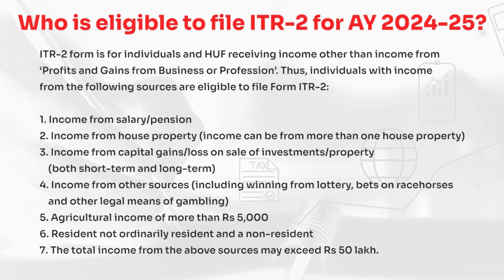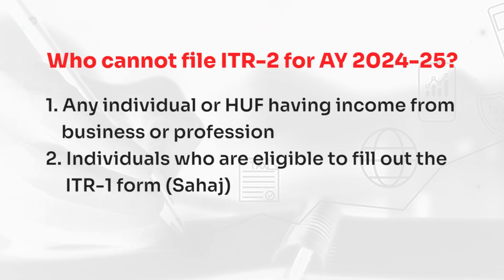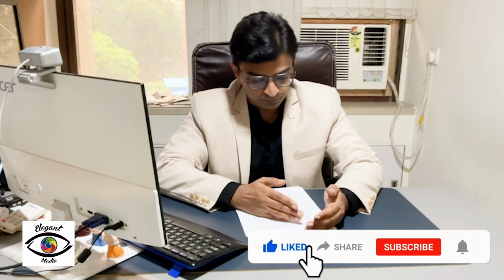If you have any foreign income, or you own any asset outside India, then also you should file ITR 2. If you are an agriculturist and your agricultural income exceeds 5,000 rupees, then ITR 2 is applicable to you. So all these circumstances trigger you to file ITR 2.